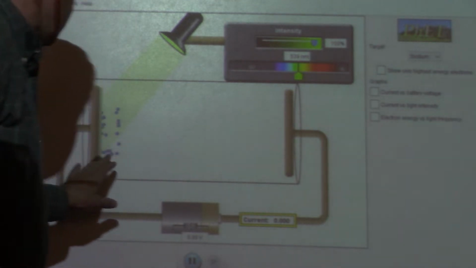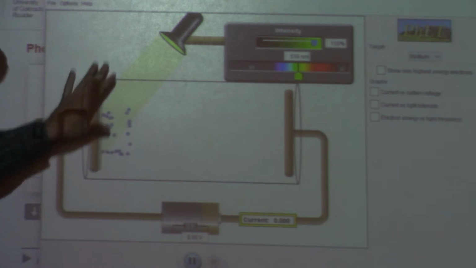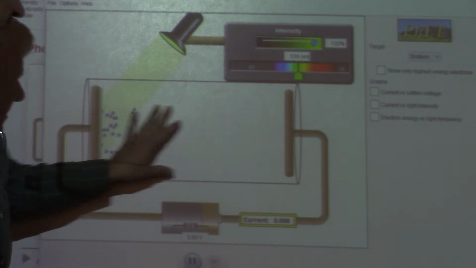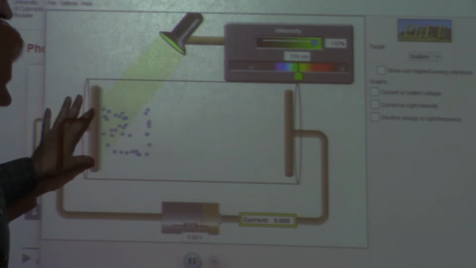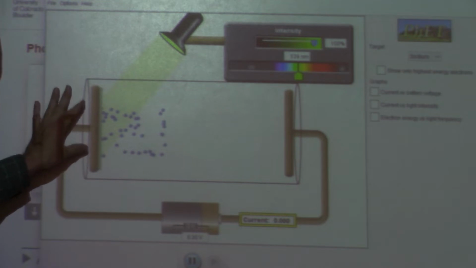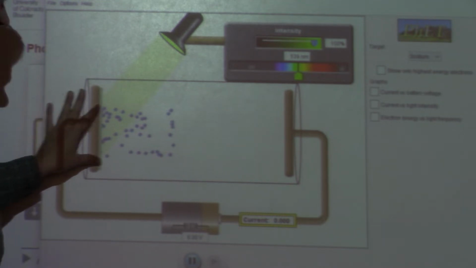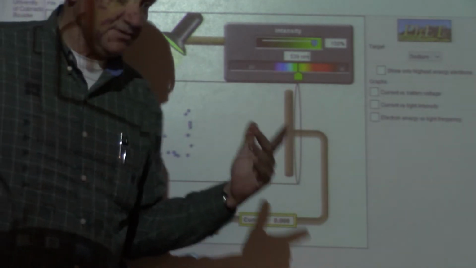So, if you notice what's happening, we got the light shining across here. It's hitting this. Now, this is nice because this program just shows that this thing is barely making it across. So, these electrons are gaining just enough energy from the photons to carry this across. So, they're making it.